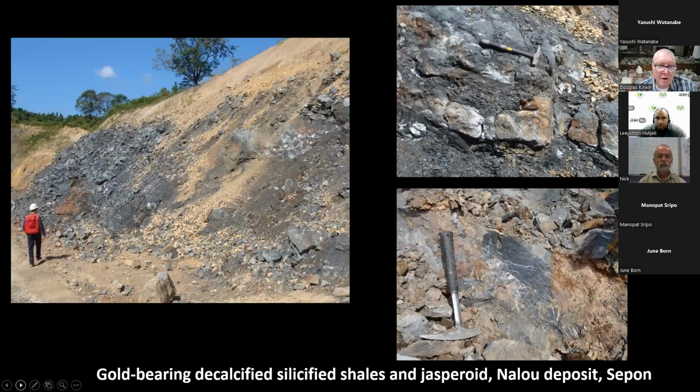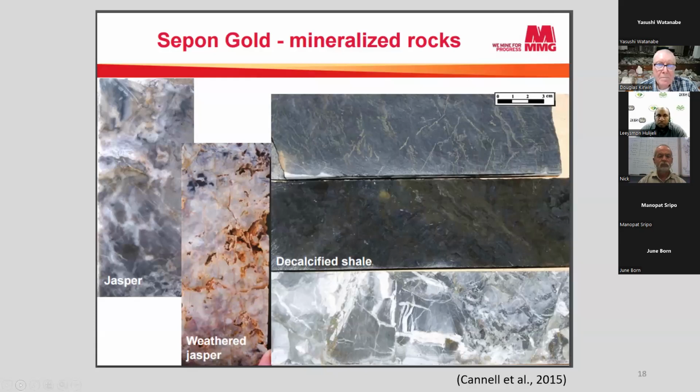This is what some of the mineralization looked like. This is in the Nalu pit, and this is part of the ore body. And what we can see here are variable zones of jasperoid silicification and carbonaceous shales. Another example from MMG's website and work done by James Cannell, who did his PhD on this area. Some nice examples of jasperoids on the left and decalcified carbonaceous shales on the right.